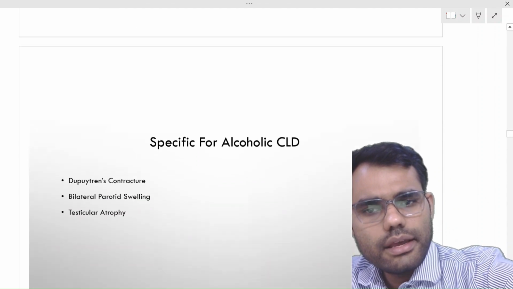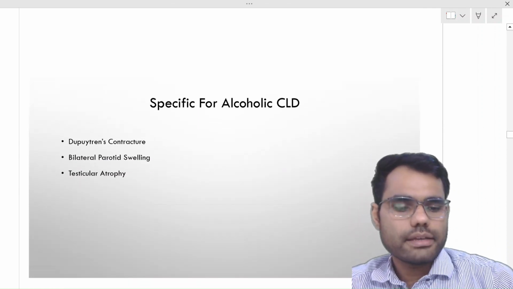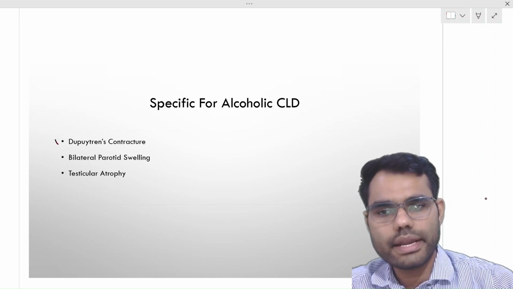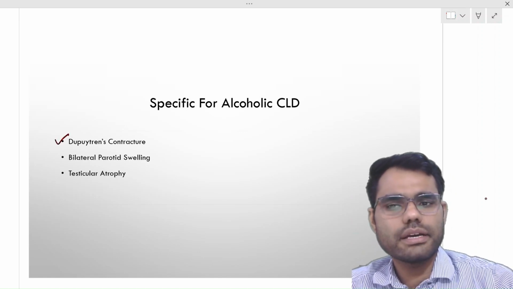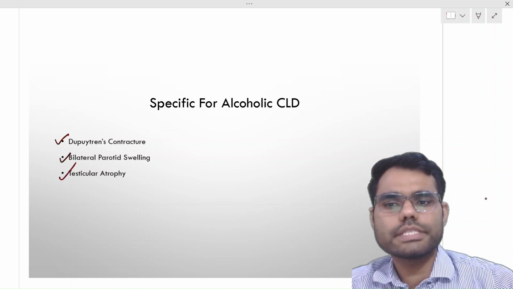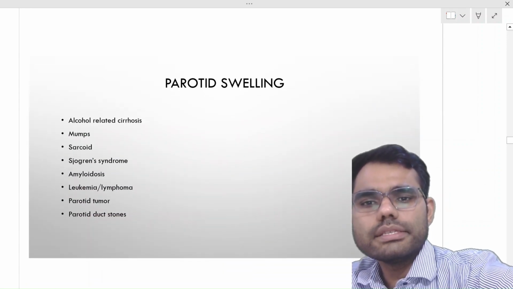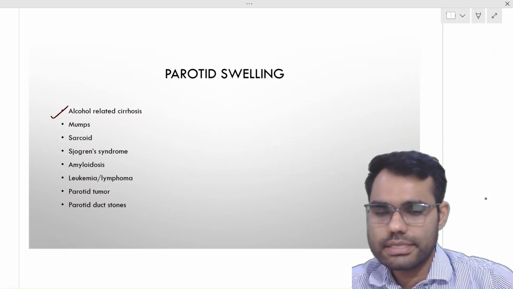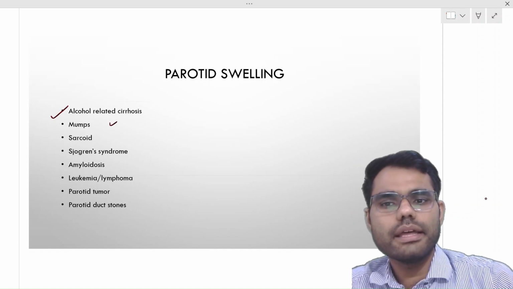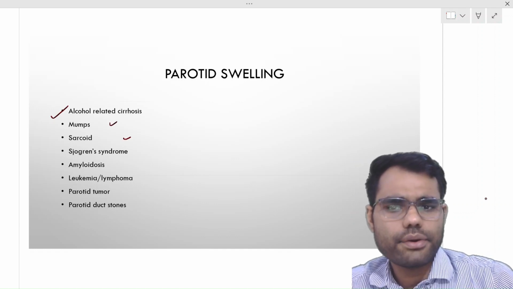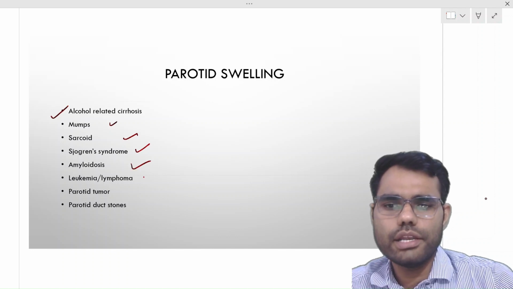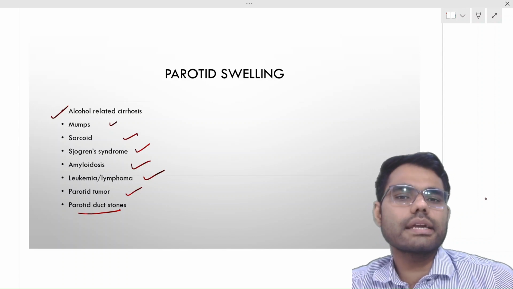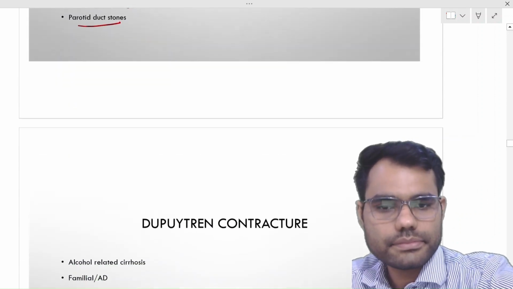Right. Now, there are three alcohol specific signs in head to toe examination of a CLD patient. That is Dupuytren's contracture, that is contraction of the palmar fascia, bilateral parotid swelling, and testicular atrophy. Right. So, first of all, parotid swelling. So, specific sign of alcohol related cirrhosis. Parotid swelling can also be present in mumps, and infiltrative conditions like sarcoid, Sjogren syndrome, amyloid, leukemias, lymphomas, parotid tumors, or parotid duct stones, right? So these are other conditions of bilateral parotid swelling.